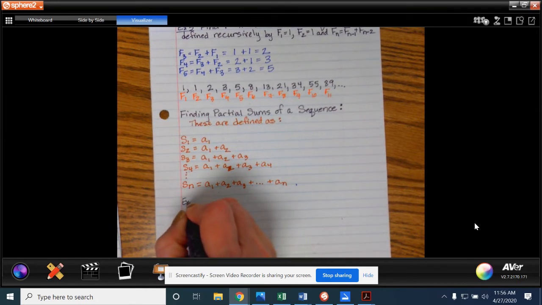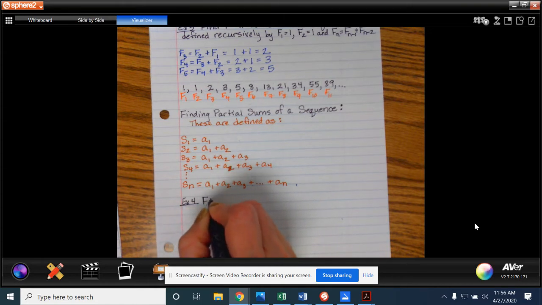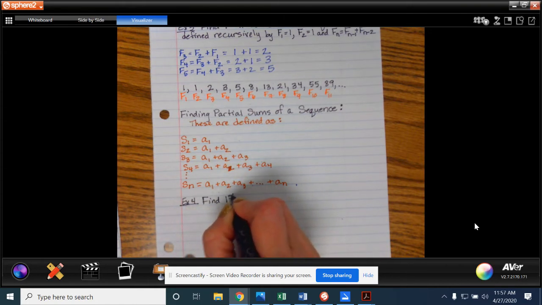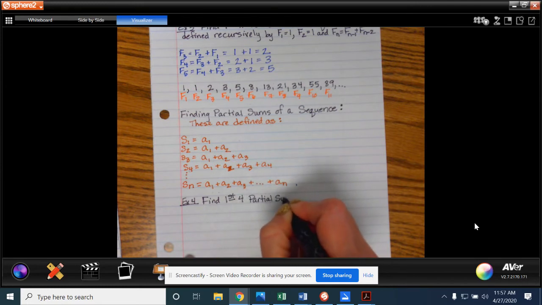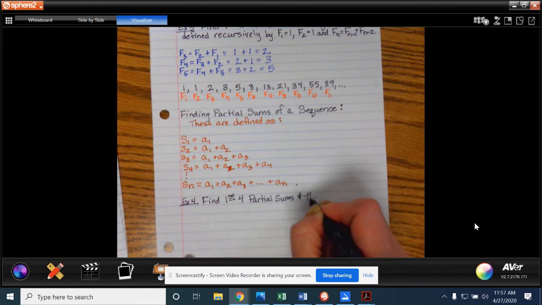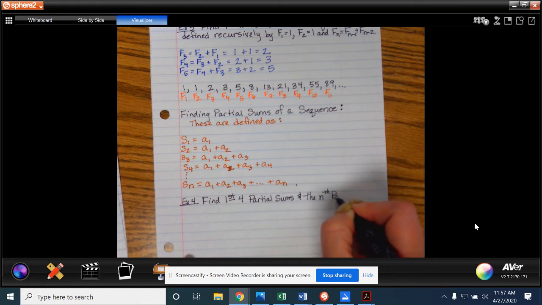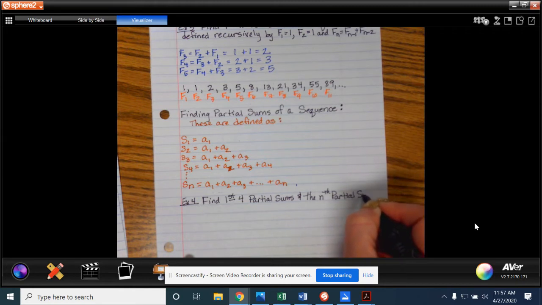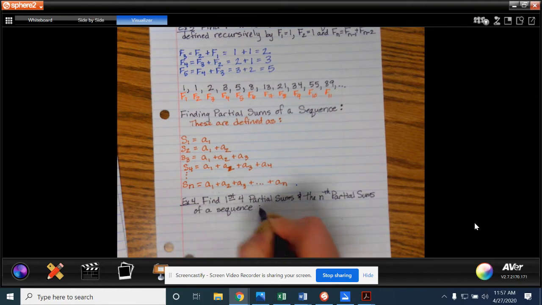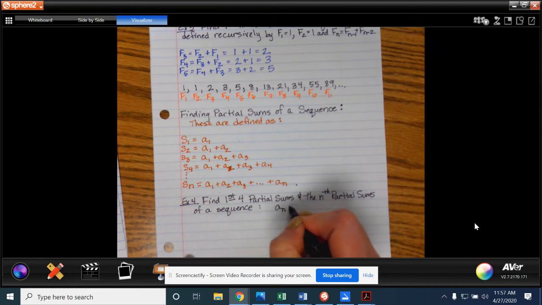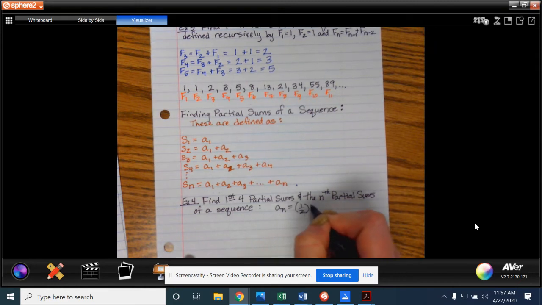We're going to do example 4. Find the first 4 partial sums and the nth partial sum of a sequence, and it's given as a of n equals 1/2 to the nth power. That is our item. Well, let's start answering it.